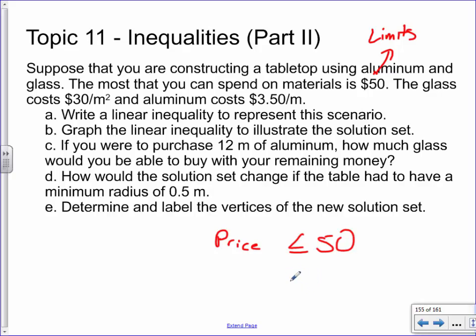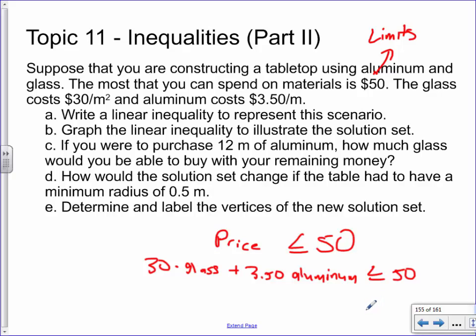Well, how does my overall cost get calculated? As I read a little deeper, apparently it costs me $30 for the amount of glass I use, but it also costs me $3.50 for the price of aluminum. That better be less than 50. So I guess in theory I could make a table entirely out of glass or entirely out of aluminum.